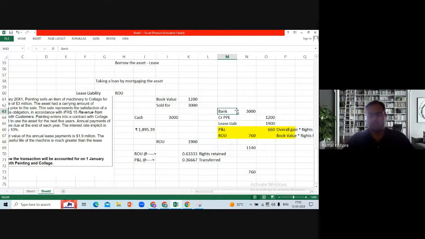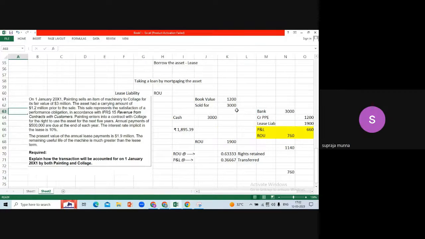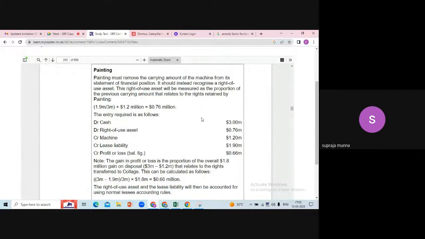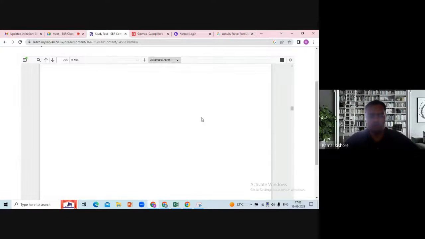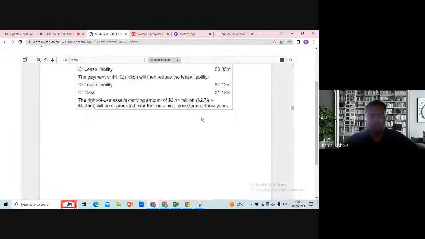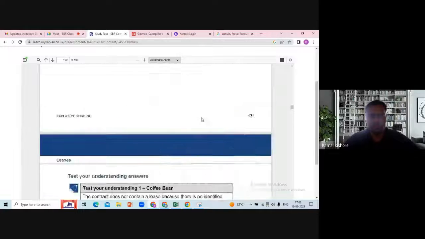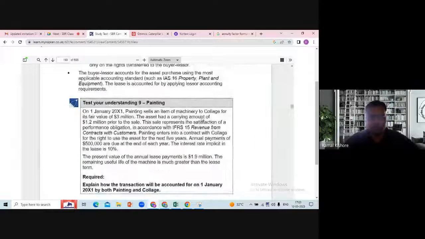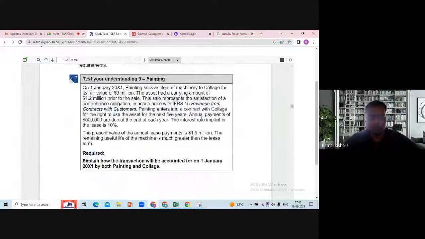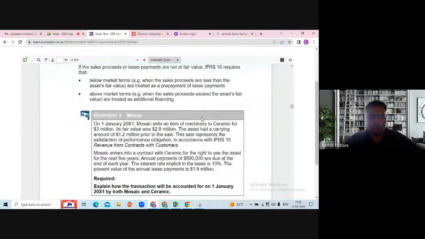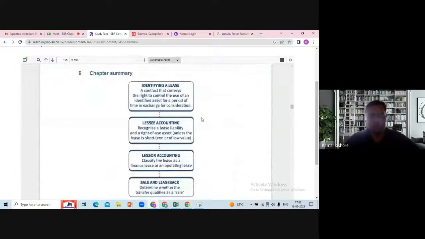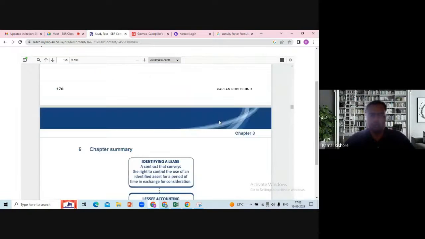The things are direct, like straight away we know. So basically, this is an example where the transfer is a sale. Should understand it. Ultimately, this is what they're talking about. So you can go through this. So some variants. So that is about your lease accounting.